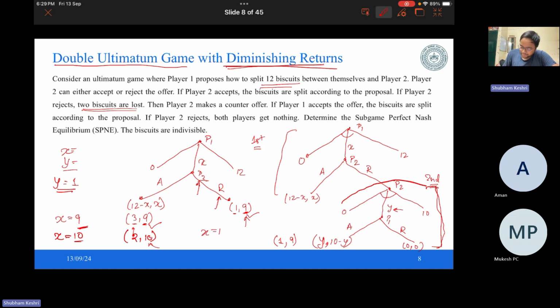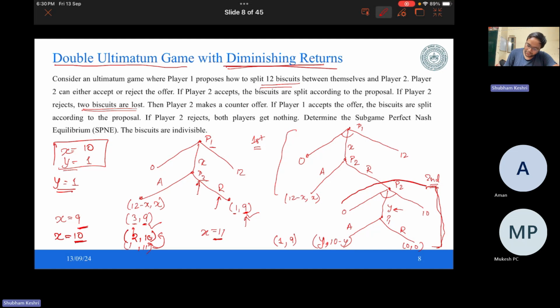x equals 11 is also fine. You see, when x equals 11, the utility is 1, 11. Player 2 will not reject this offer. Player 2 will accept this offer. But player 1 can improve his utility by deviating. What is the deviation? Change x equals 11 to x equals 10. In that case, player 1 will not play x equals 11 or x equals 12 for that matter. He will play x equals 10. Therefore, x equals 10 and y equals 1. This is the subgame perfect Nash equilibrium of this game.